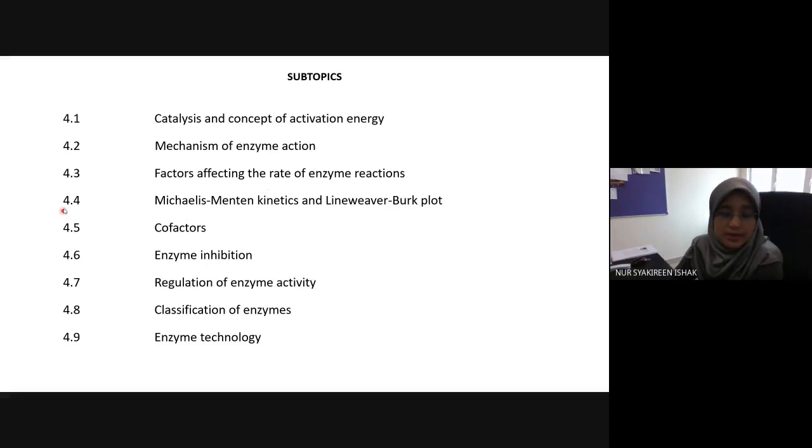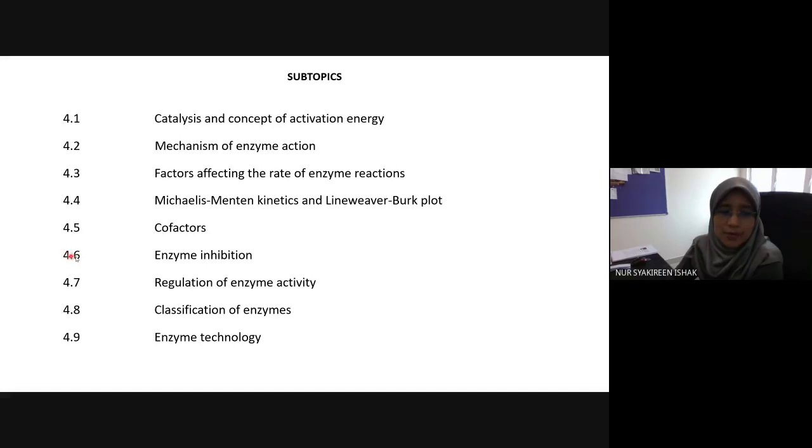And then for 4.4, we are going to look at Michaelis-Menten kinetics and also the Lineweaver-Burk plot. For this one, there are two graphs that you are going to understand the function of. And then for 4.5, we are going to look at cofactors, right? What are cofactors? What is the importance of having cofactors in the enzyme reaction?